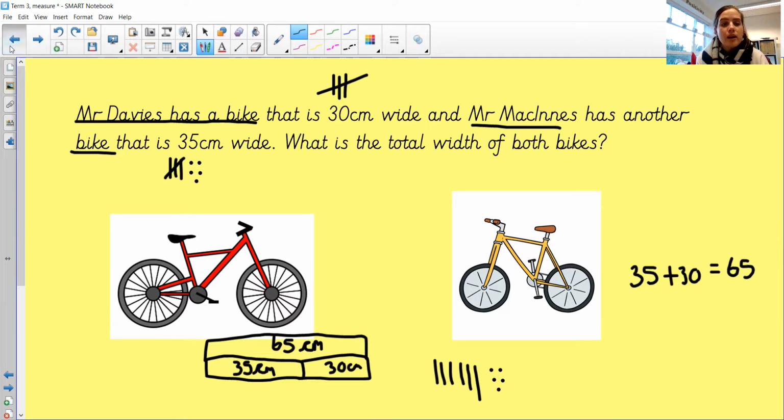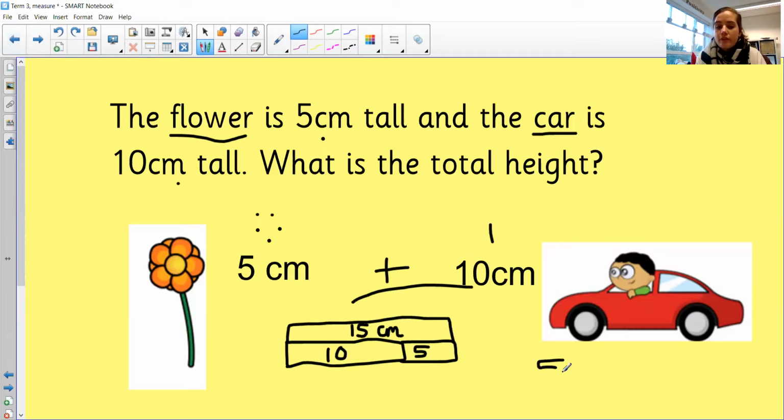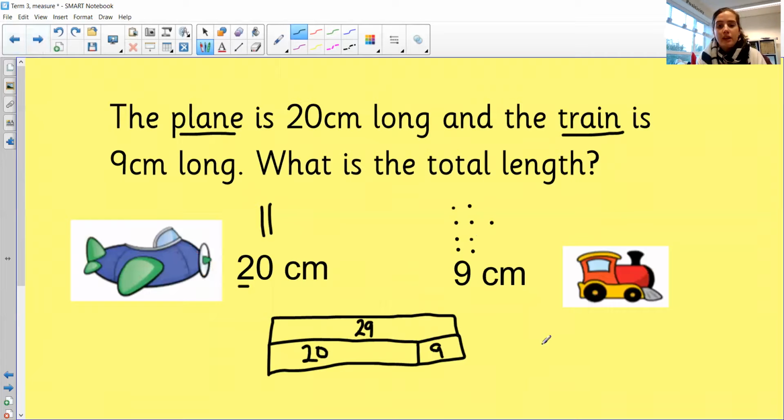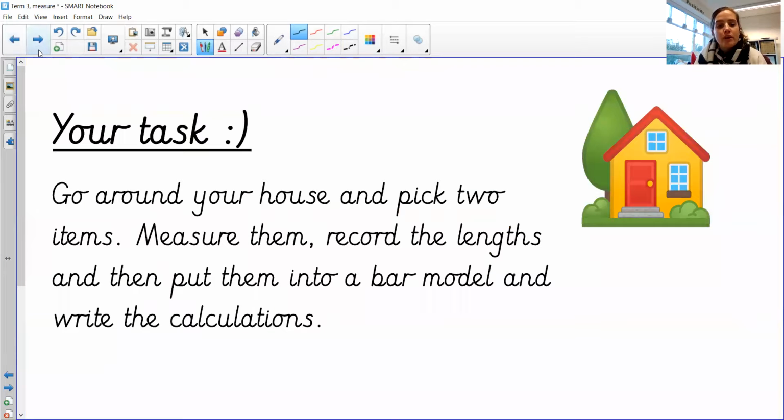Let's go back and do another one. So here we've got 5 add 10. And remember, you can write all of these calculations in more than one way. It's not just the one way. It's the same as 15. And my last one, 20 add 9 is the same as 29. So you can write them in lots of different ways. So that's your challenge. You put them into a bar model and then write the calculations if you want to.